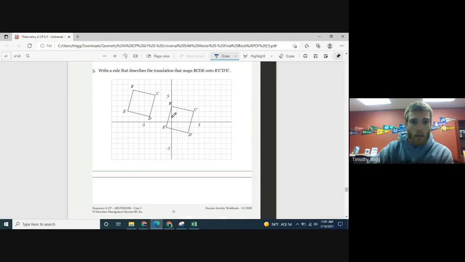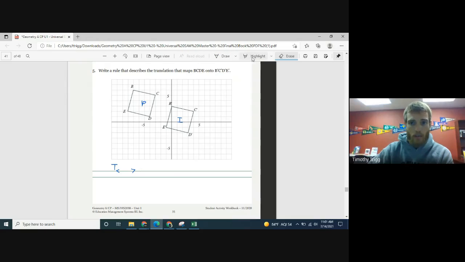Okay. Write a rule that describes the translation that maps BCDE to B prime, C prime, D prime, E prime. So this is the pre-image over here, and this is the image. We're starting over here, and I want to know, how do I move this square to end up where this square is? So it says it's a translation. So translation, that's a capital T. And then down here, we put these little arrow things. Oh, it's not a triangle.